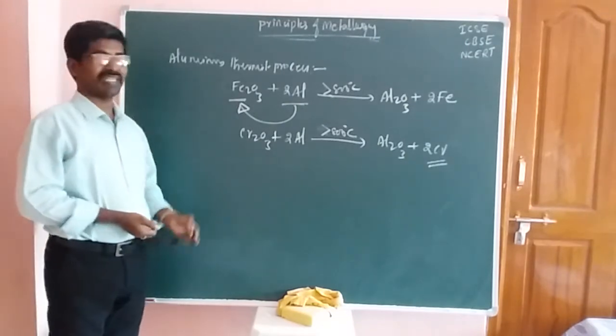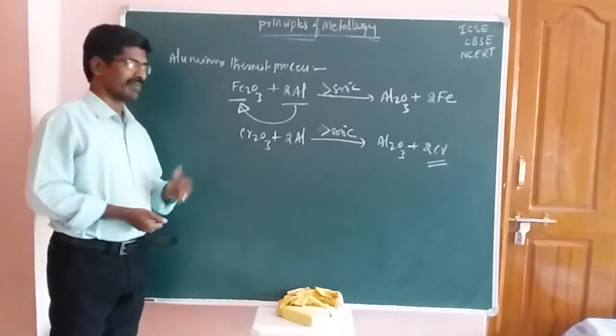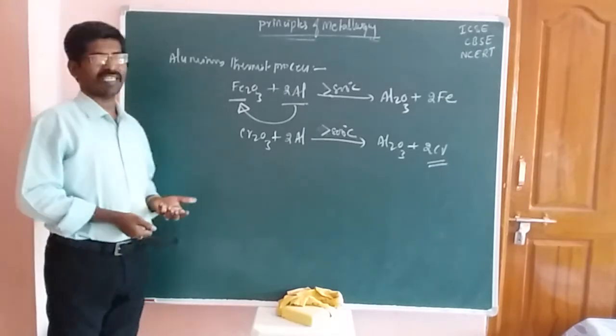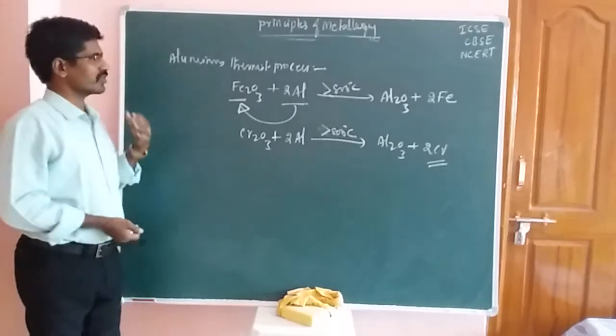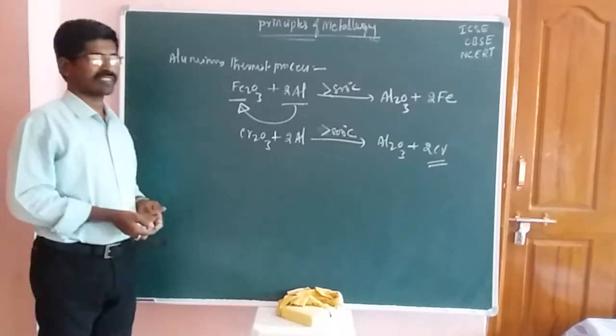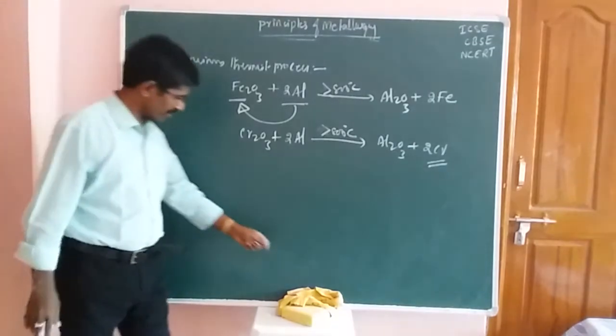Aluminium metal displaces the iron in the first case, and aluminium metal displaces the chromium in the second case. These reactions are carried out at a suitable temperature, so that's why such reactions are called aluminium thermite reactions. Okay, students, now I have completed this one.